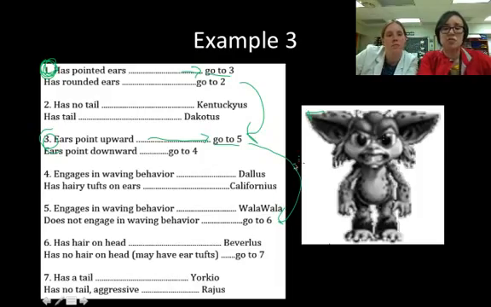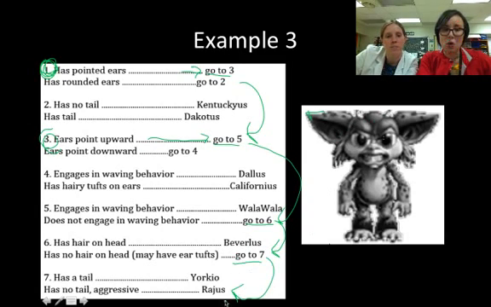So we're jumping to number 5. Question is, is it engaging in waving behavior or does it not engage in waving behavior? This guy is not waving. And so what does it say to do? We're going to jump to 6. Hair on head or has no hair. I don't really see much hair on their head. We don't see any hair, yeah, so we're gonna go down here.